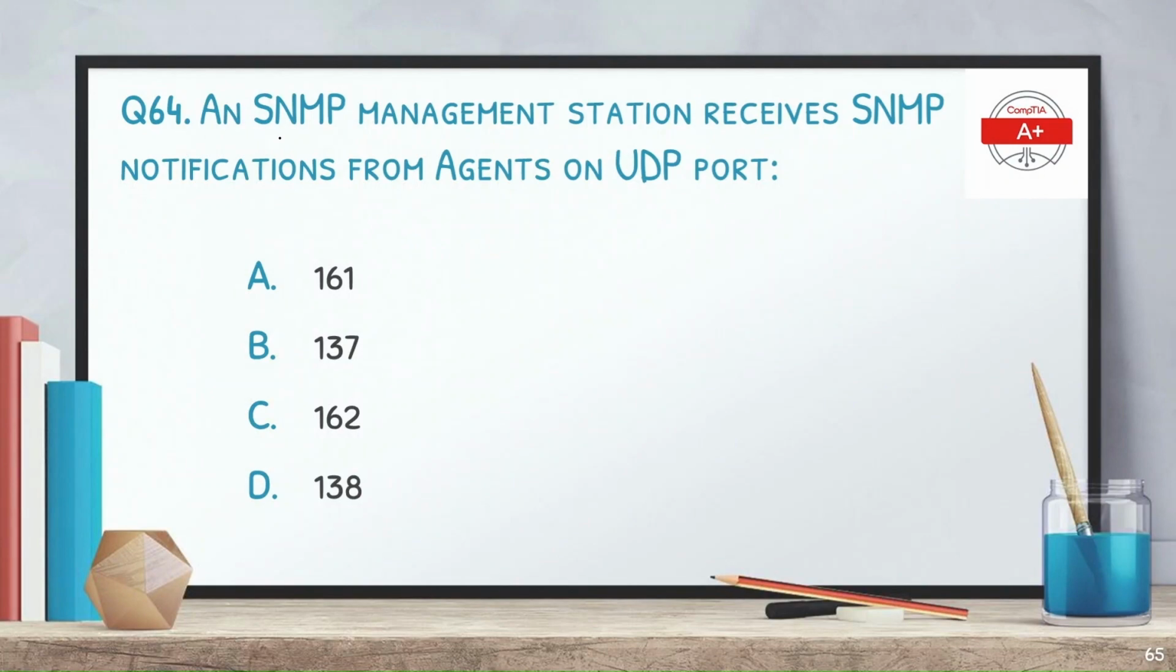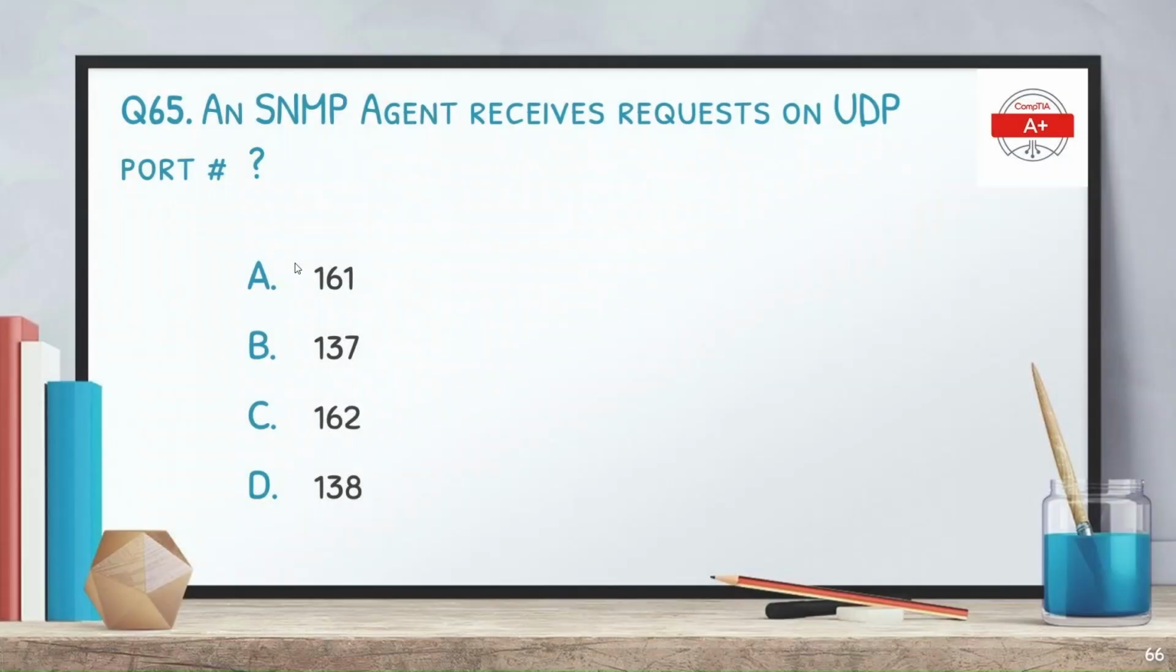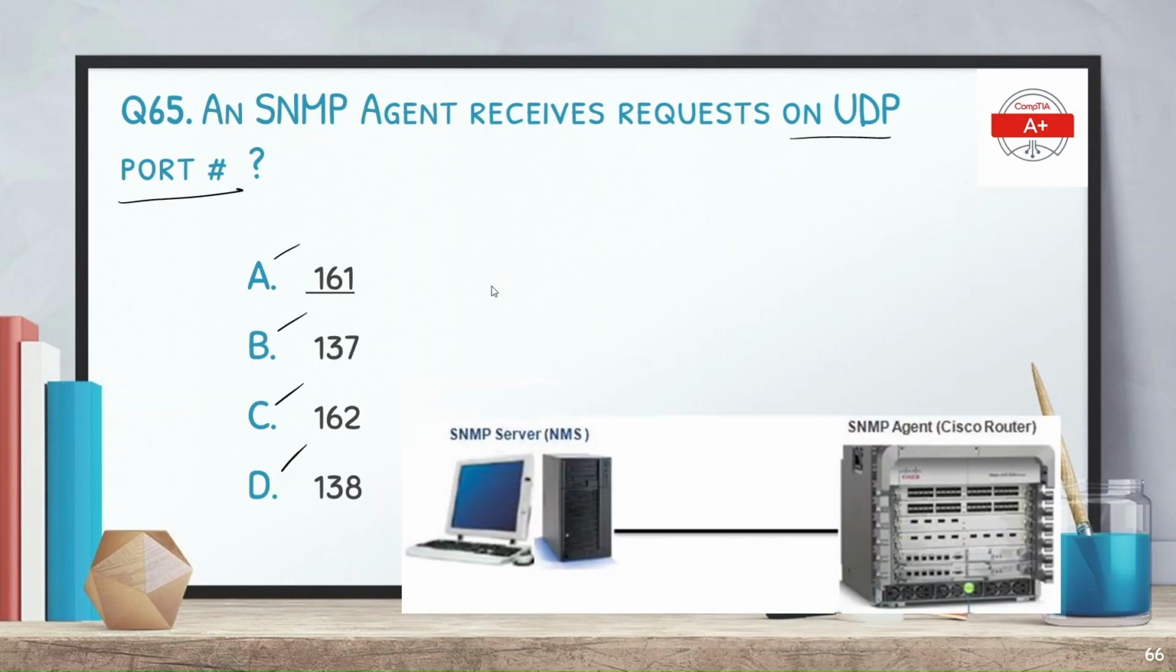Question number 64 is that an SNMP management station receives SNMP notification from agent on UDP port. Options are A. 161, B. 137, C. 162, and D. 138. And the correct option is 162. Question number 65 is that an SNMP agent receives request on UDP port number. The options are A. 161, B. 137, C. 162, and D. 138. And the correct option is 161.